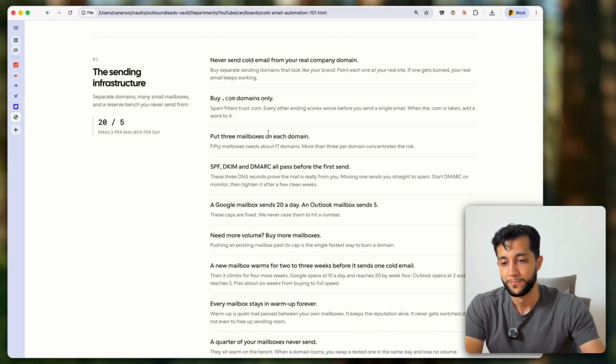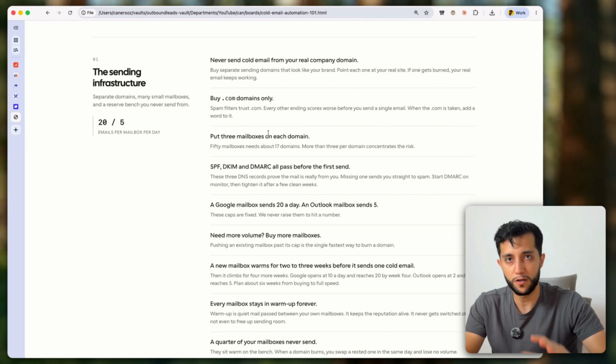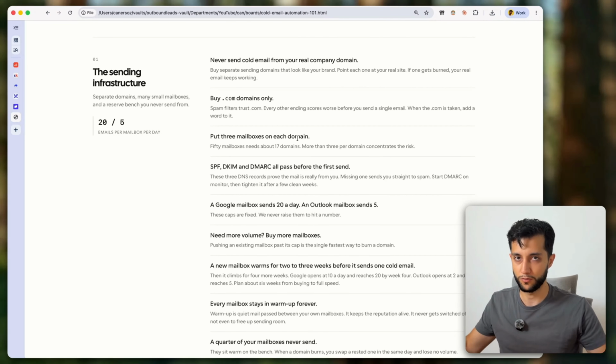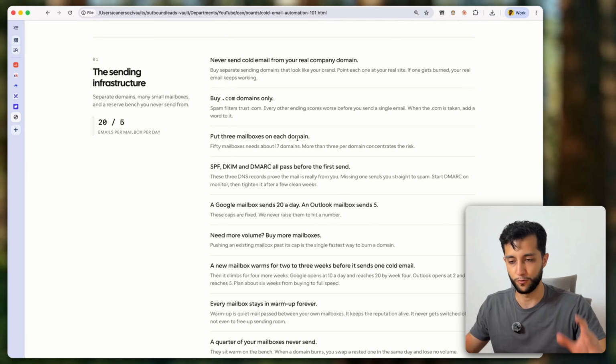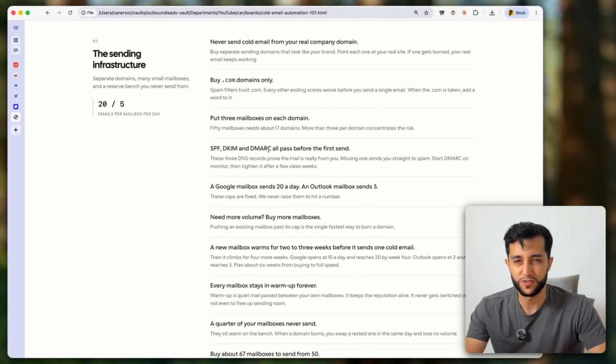So you put 3 mailboxes onto each domain. You could also do 2. Just do 3. 101, just do 3. You don't cheat the system. I've tested 4, 5, 6, etc. It doesn't work. 3 works. All good. Then you need to set up some DNS records.